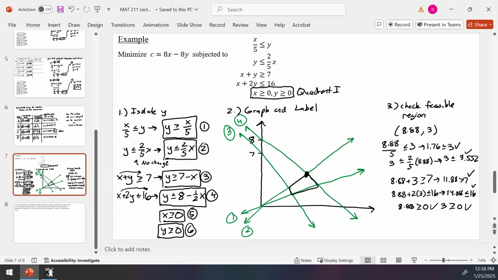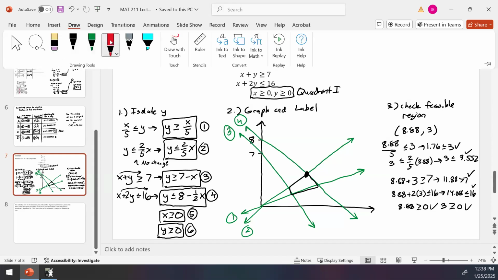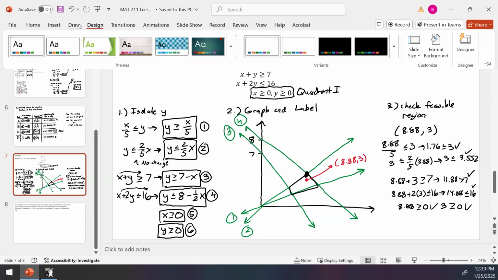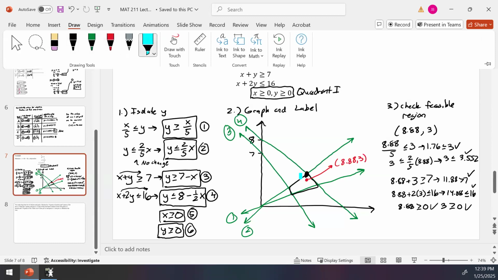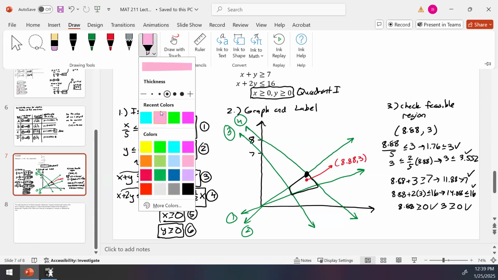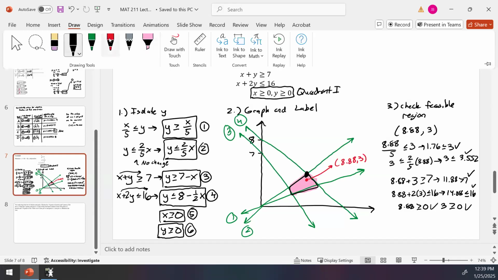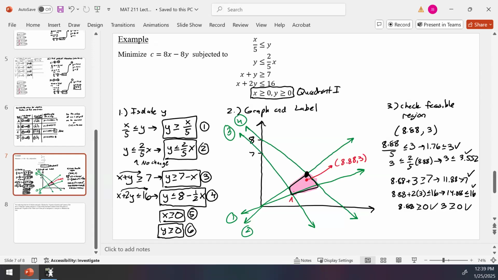So it satisfies every single constraint, which means that single point that I picked right here, 8.88 comma 3, the entire region that it's inside, the bounded region, use lavender, is the region of our optimal solution, which also means the corners that make up this region are going to be an optimal solution. One of them has to be, right? So A, B, C, and D.